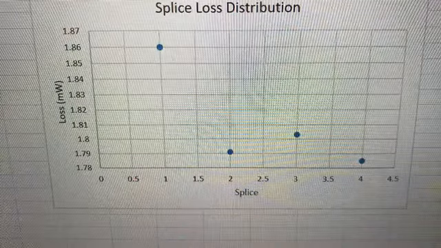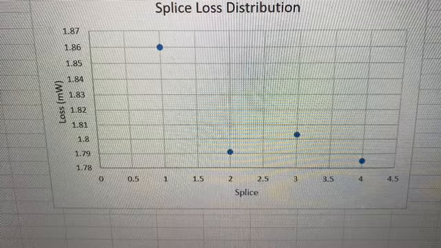One significant result that we obtained from this lab was how different splices on a fiber could affect the loss in that fiber. Here we can see a table of the distribution of the loss in milliwatts of each of our 4 different splice attempts. We can see that consistently over our splices, the average loss was around 1.81 milliwatts of power.